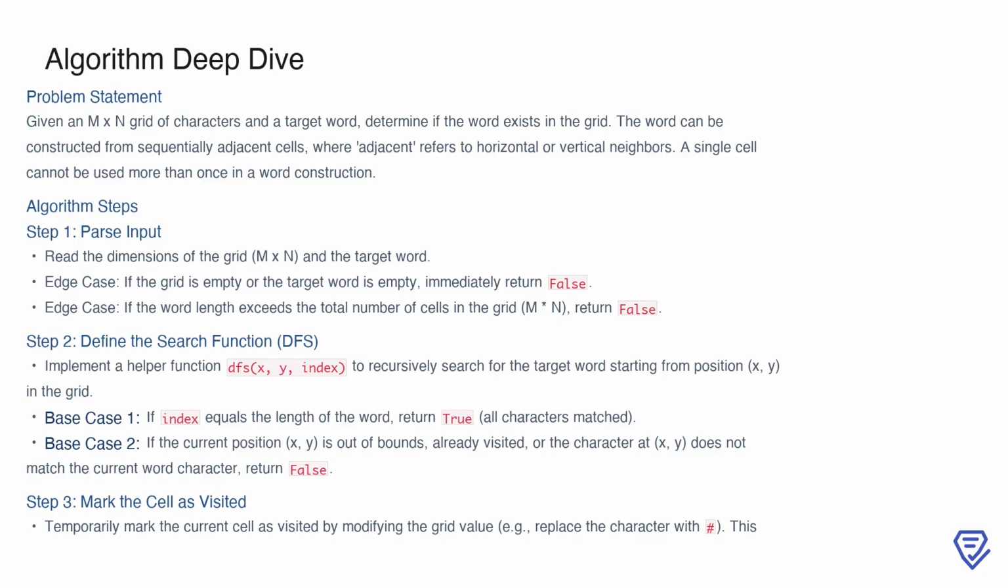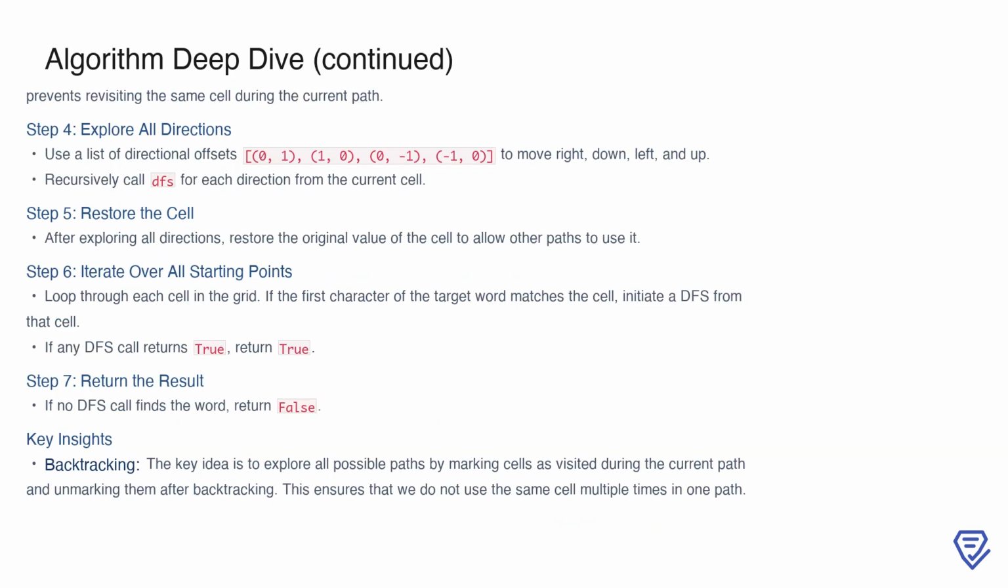Then, during the search, we'll mark the current cell as visited by temporarily modifying its value. This prevents us from revisiting it during the same path exploration. Once a cell is marked as visited, we explore all possible directions: right, down, left, and up. To simplify this, we use a list of directional offsets, which allows us to easily compute the next cell's coordinates. For each direction, we recursively call the DFS function, continuing the search.